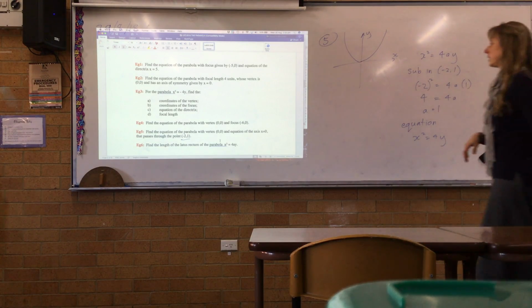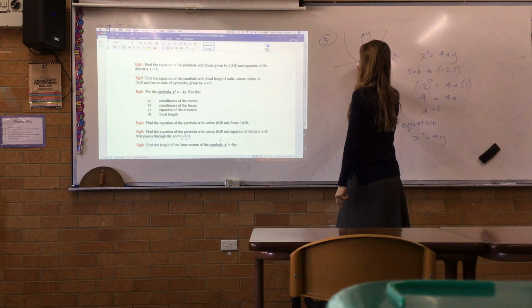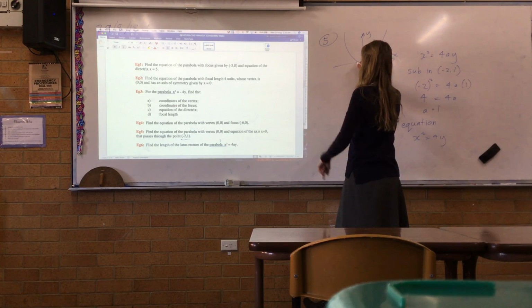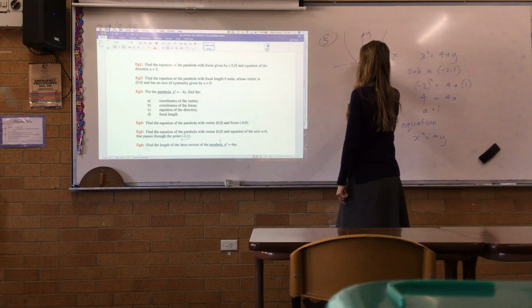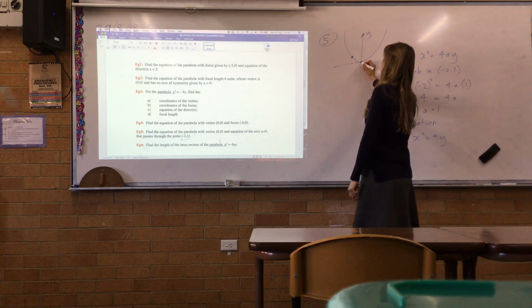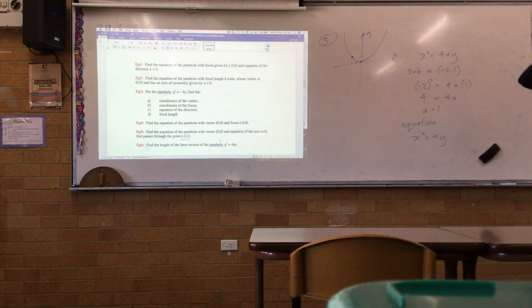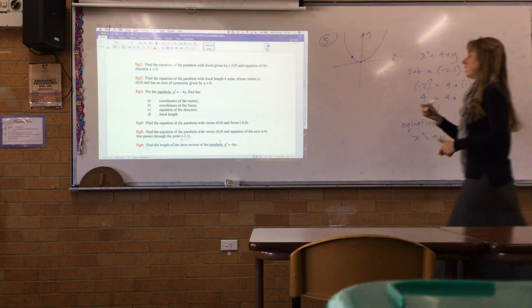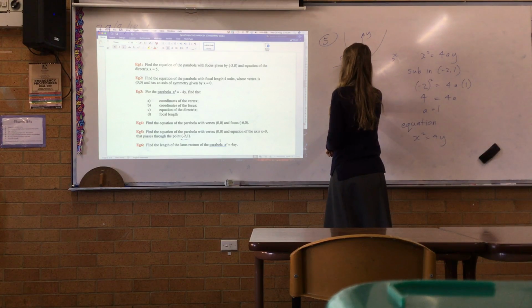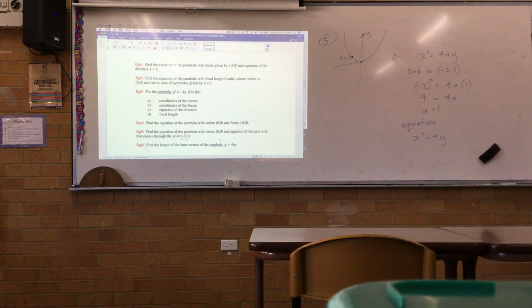Alternative way, Lisa, what you could have done, you could have plotted the point. You could have plotted to start with, x is negative 2, y is 1. You could have plotted the point and said the vertex is there, it goes through that point, hence it must be that form. So that's an alternative way you could have approached the question. You would have got the same answer.